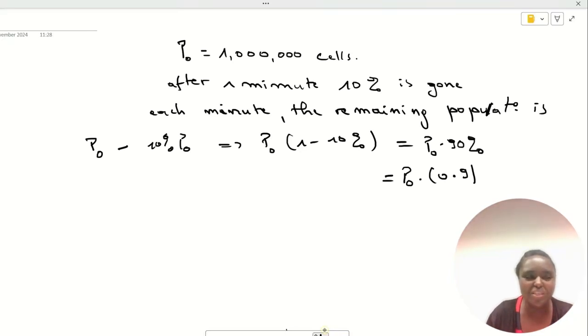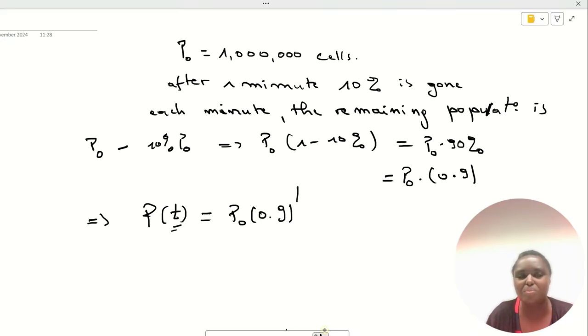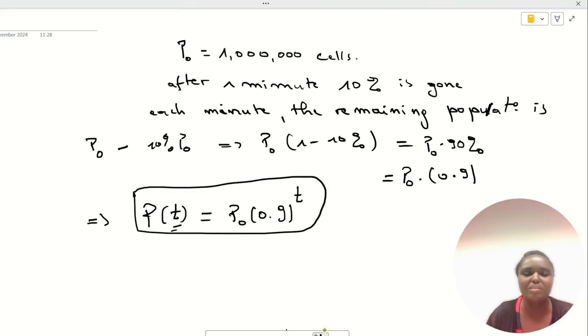So the equation for this kind of decay, let me call it PT, where T is the time in minutes, will be equal to P0 times 0.9 power T. And this was the equation that they asked. This is the equation that they asked.